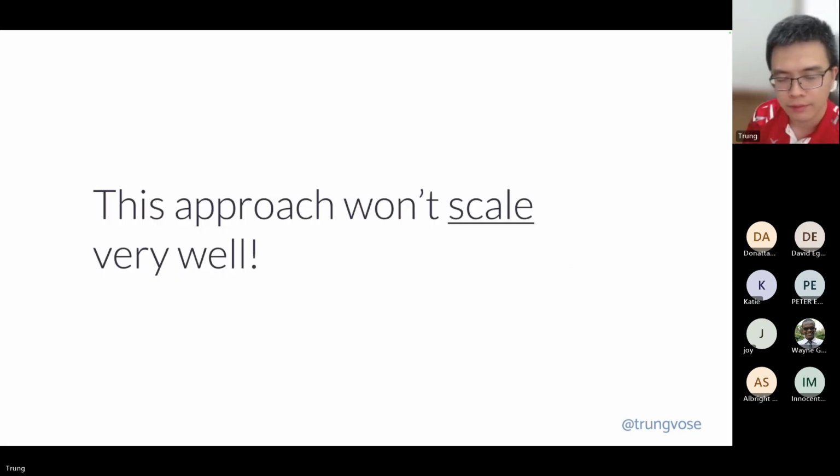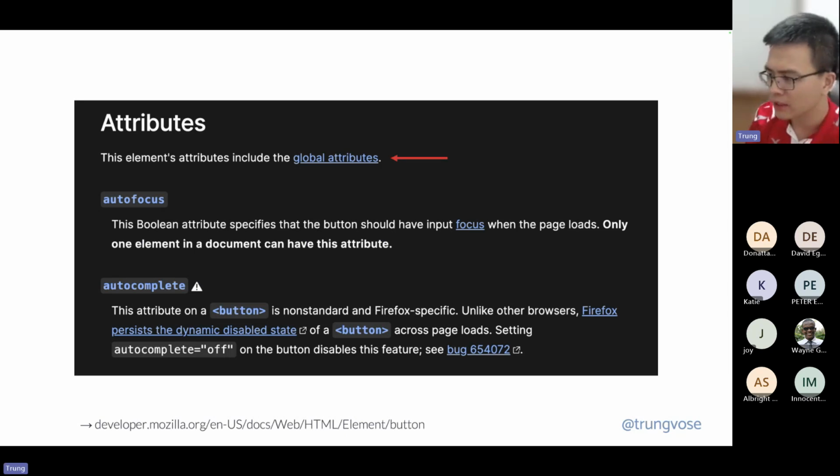So the summary was, as we can see, creating a custom button where we try to do a few things at the same time doesn't scale very well. Why? When you look into the button itself, it's not just a few properties. There's a type, there's classes, autofocus, as you can see here. But every single HTML element also comes with something we call global attributes.